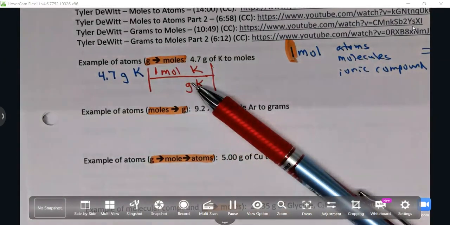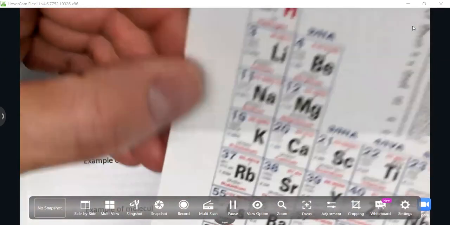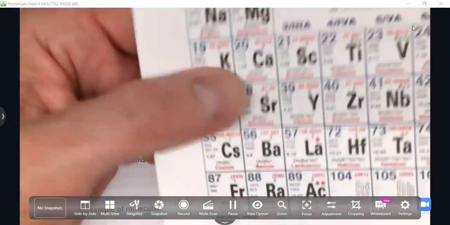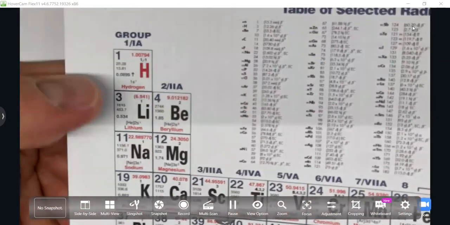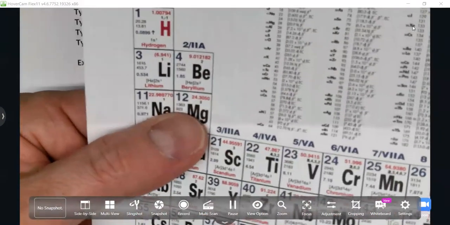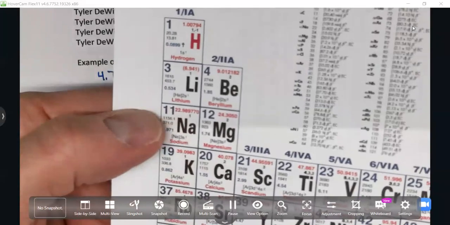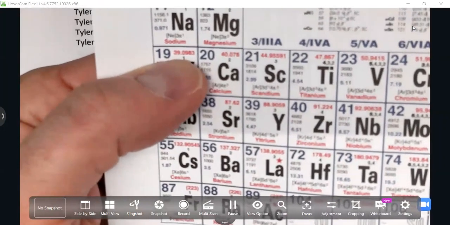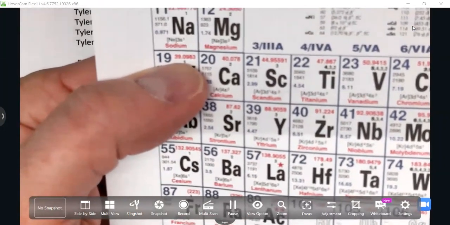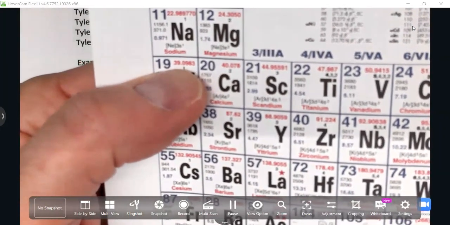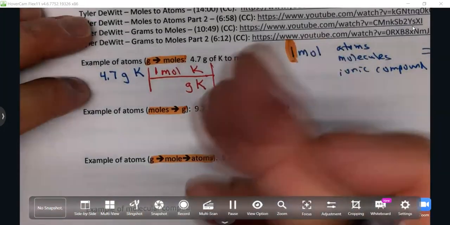Where am I going to get that number? Periodic table, right? Periodic table for potassium. We are going to use 2 decimal places except for the elements hydrogen, lithium, and beryllium. We'll use 3 decimal places. But otherwise, you can assume 2 decimal places. And for potassium, at 2 decimal places, we've got 39.10.